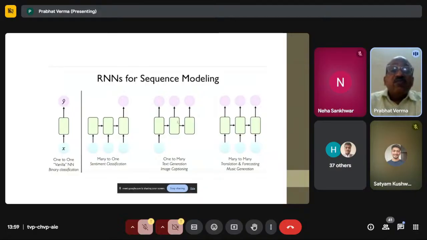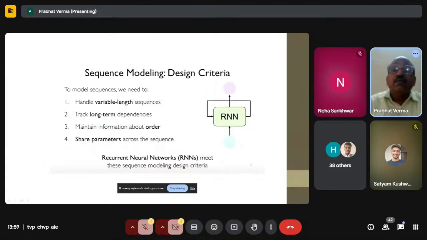Right. So as we already saw the various categories of sequence modeling, we had seen 1-to-1 mapping between input and output, that is the binary classification. Many-to-one in the sentiment analysis of some tweet. One-to-many in image captioning or text generation, and many-to-many in translation and forecasting.